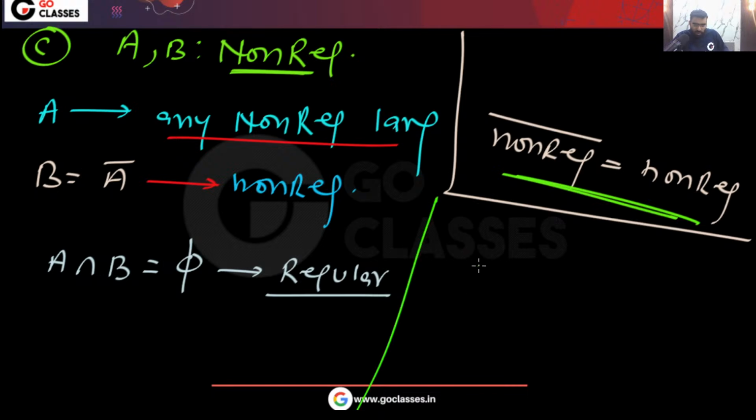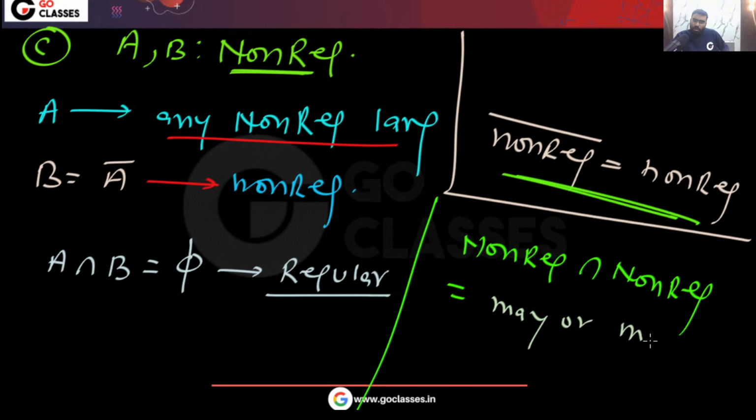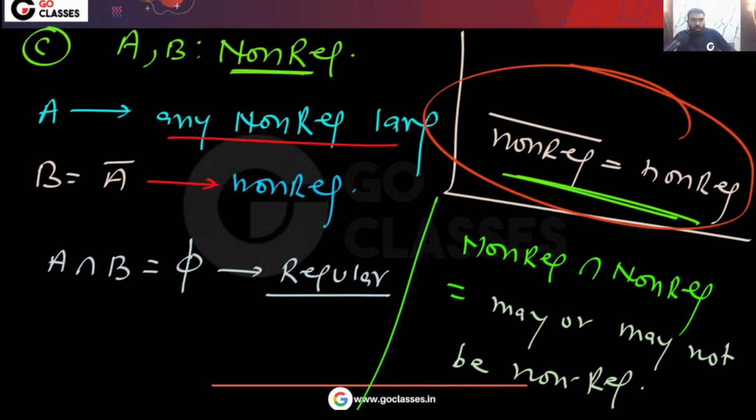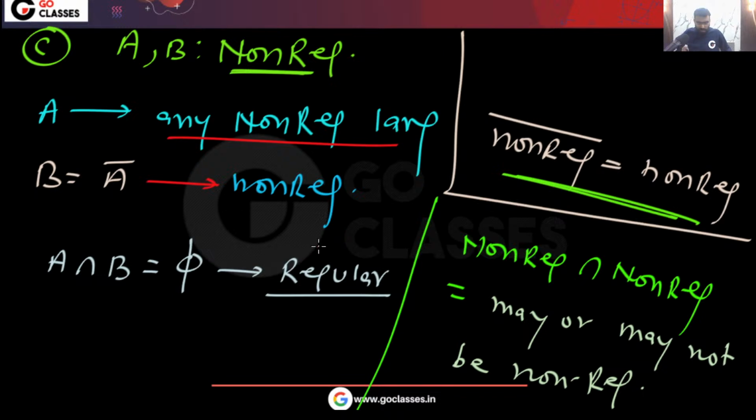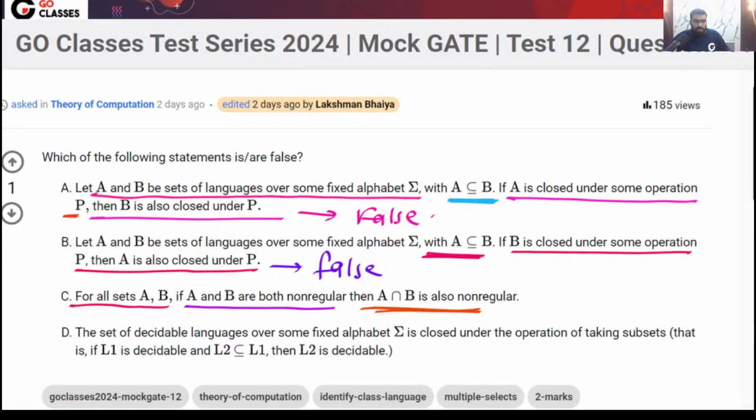So remember, the intersection of non-regular languages may or may not be non-regular. Is this clear? Please tell me. But remember, the complement of a non-regular language will always be non-regular. So this option C is actually false.